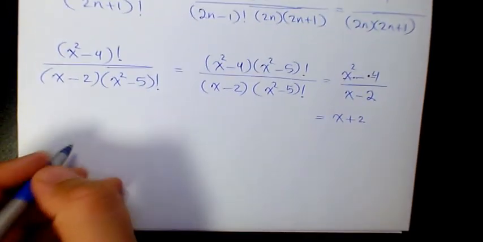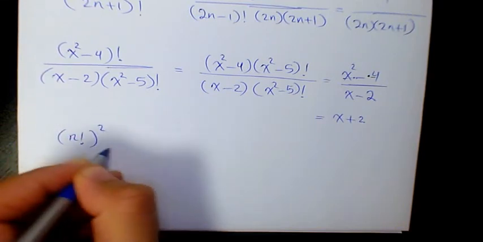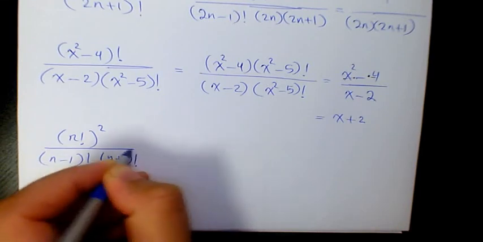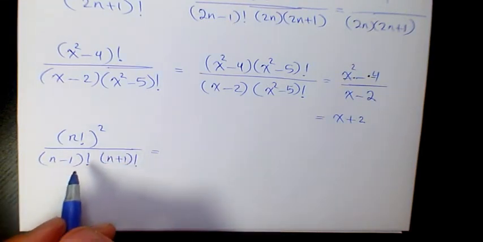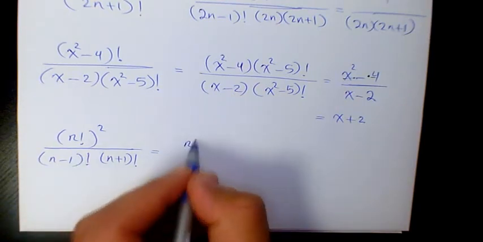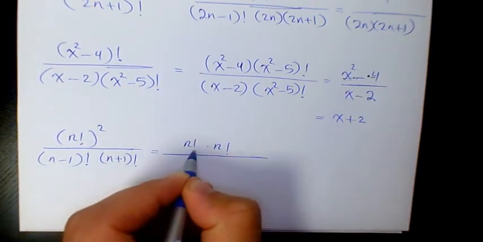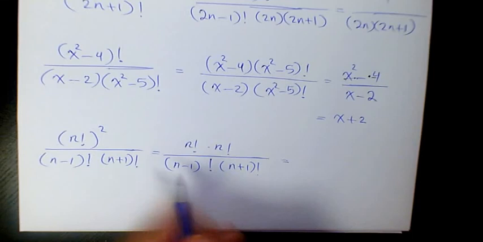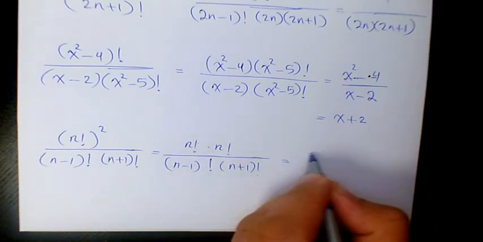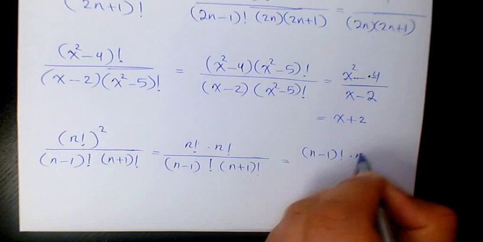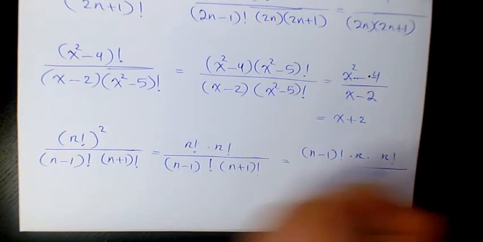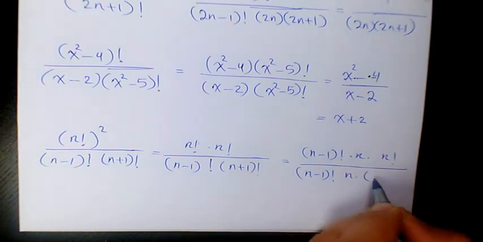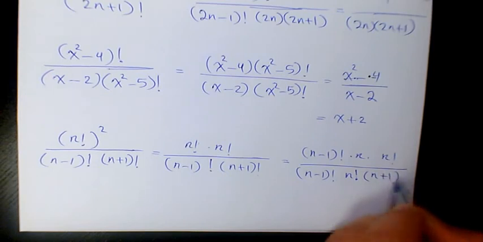How do you simplify n factorial to the power of 2 divided by n minus 1 factorial times n plus 1 factorial? It is going to be n factorial times n factorial over n minus 1 factorial times n plus 1 factorial. This one, n factorial, is going to make it as n minus 1 factorial times n, and here you have n minus 1 factorial, and this one I can write as n factorial times n plus 1.